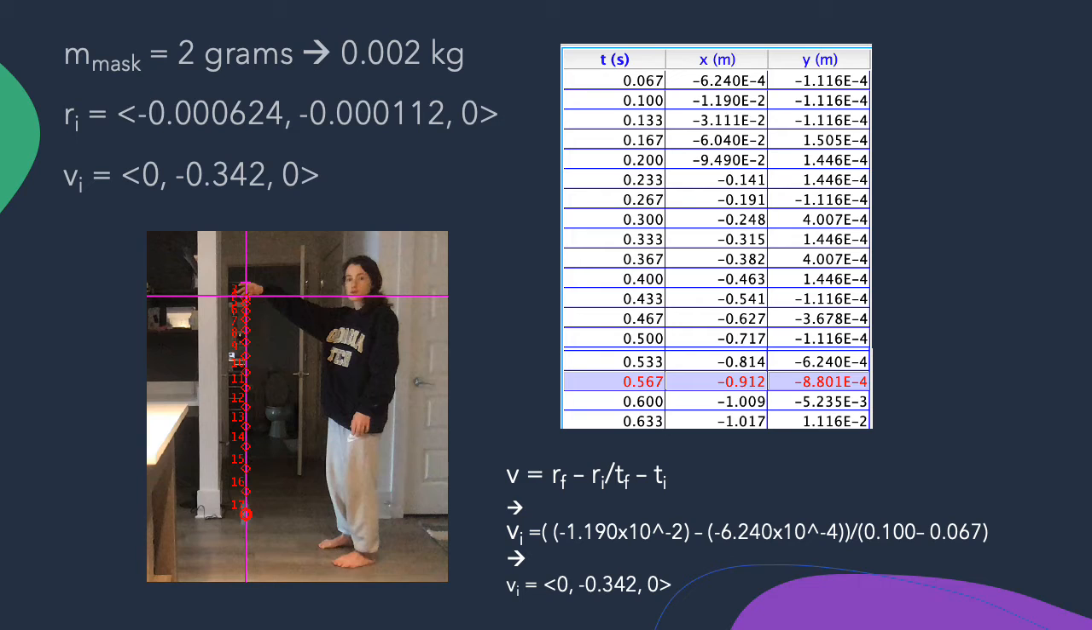The initial position was simply the x and y coordinates at the first time, 0.067 seconds in tracker. In order to calculate my velocity, I took the first 2 time steps and their corresponding positions and used the velocity formula, the change in position over the change in time, to calculate my velocity, which ended up being negative 0.342 meters per second.